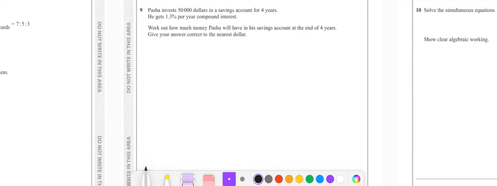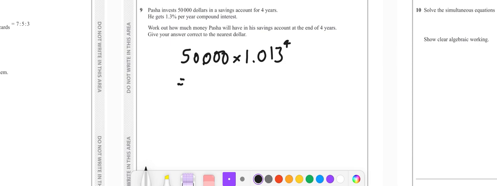Pasha invests $50,000 in a savings account for 4 years. He gets 1.3% compound interest. Means he gets the interest and then he puts it back in again. So we've got 50,000, and then to add on 1.3%, we times it by 1.013. And we wanted to do it 4 times, so times by 1.013 to the power 4.